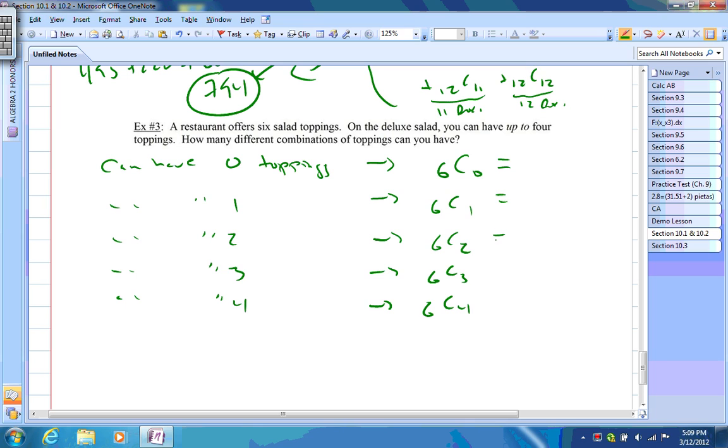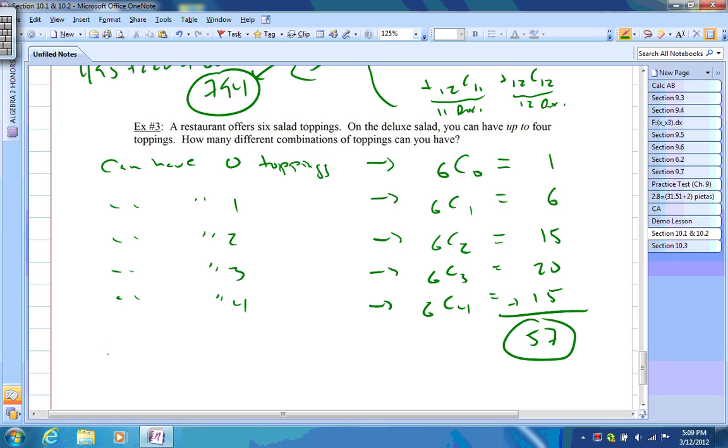Add them all up. 1, 6, a little bit hard to do in my head. 15. I think the next one's going to be 20, if I'm not mistaken. 15. Add them up, and you should get 57.